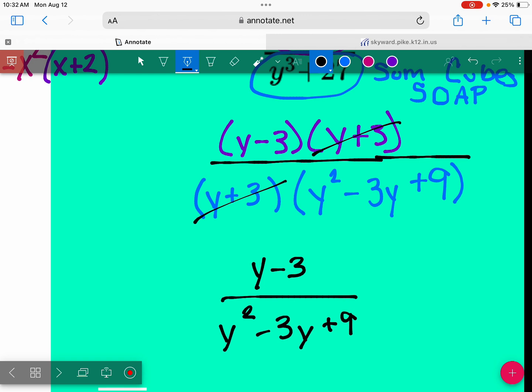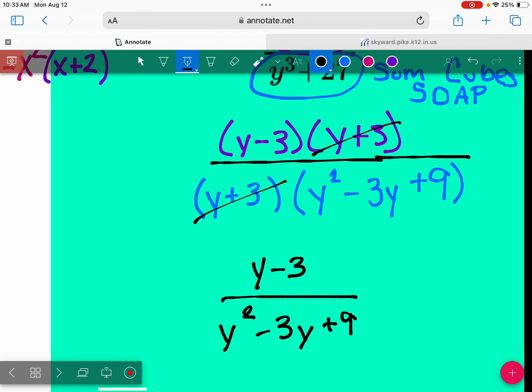So why can't you do domain restriction for the y plus 3? We could do domain restrictions for this. Absolutely we could. But y squared minus 3y plus 9 doesn't factor. So we would need to do something like the quadratic formula, and we don't have time for that today. We would need to solve that in some other way to get our domain restrictions, because it has to be our roots or our solutions or zeros, whatever word we need for that.